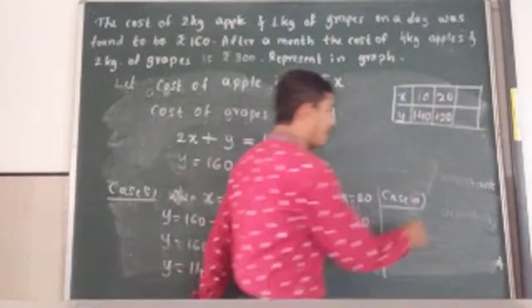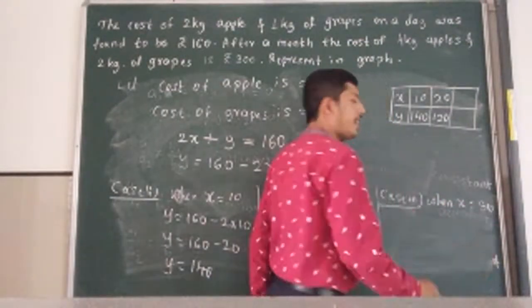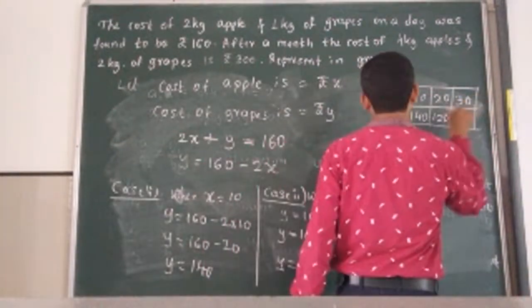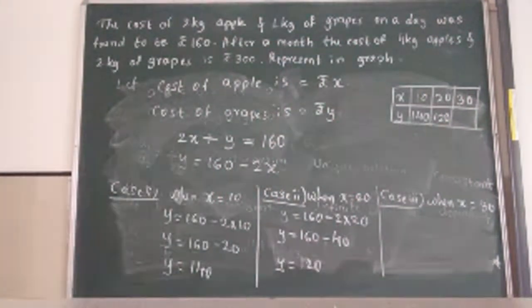So when x equals 30, find out what is the value of y when x equals 30. Find out the value of y when x equals 30. Substitute that value into y equals 160 minus 2x.